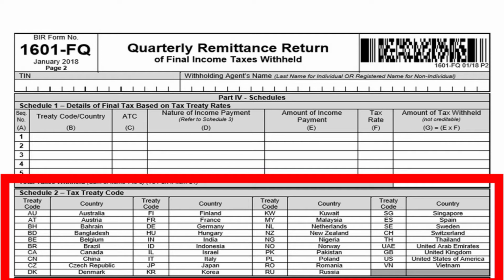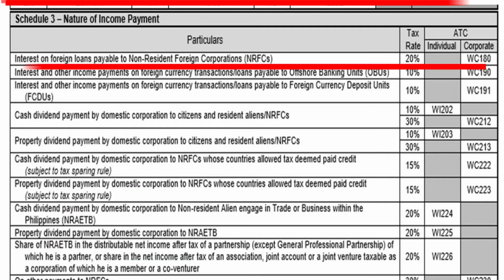And then we have the country code also and the treaty code. Singapore, SG; Spain, ES; Sweden, SE; CH, Switzerland; Thailand, TH; United Arab Emirates, AE; United Kingdom, GB; US, United States of America; and VN, Vietnam. So these are the tax treaty codes. And the nature of income payments.